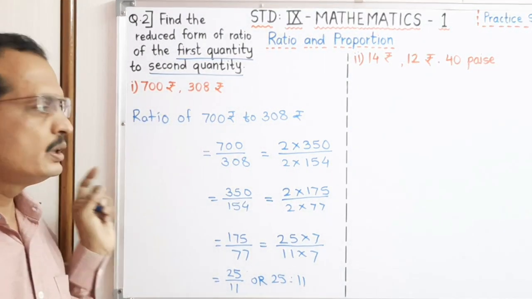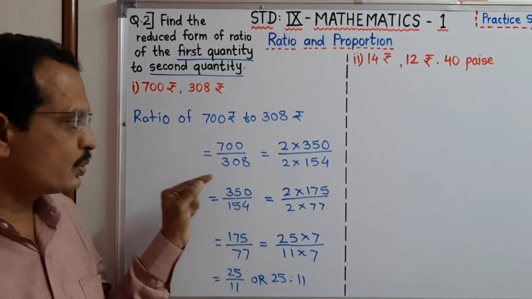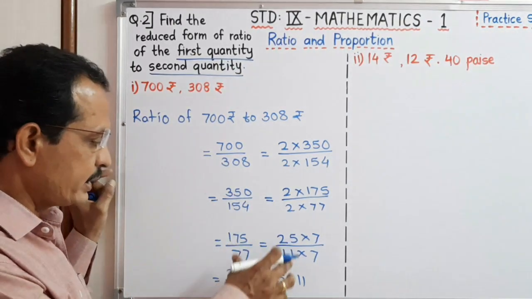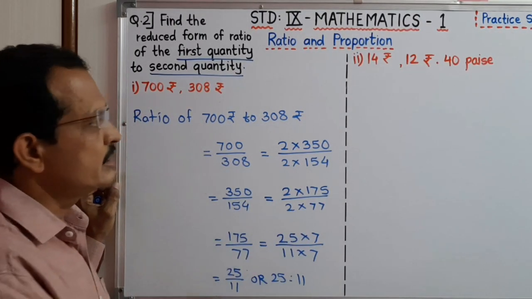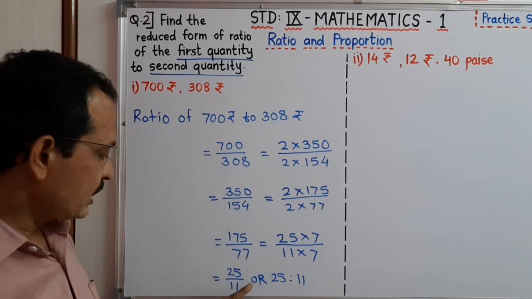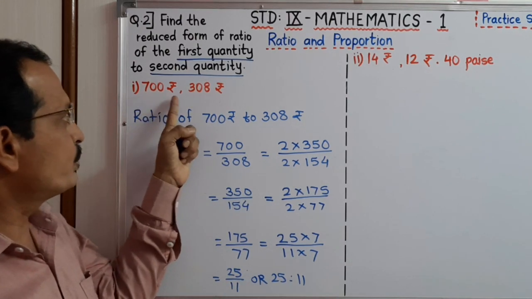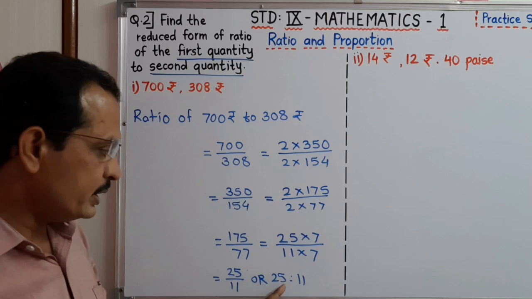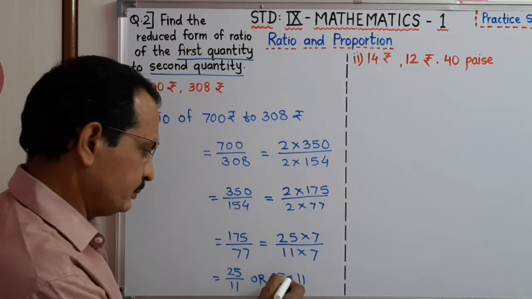See dear student, this simplification is very easy. Go through this simplification again and again and try to understand this. Now the final answer is that the ratio of 700 rupees to 308 rupees is 25 is to 11.